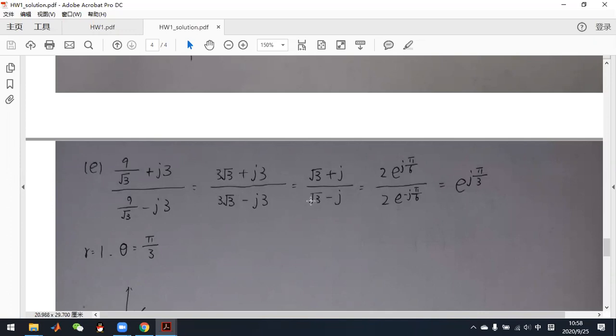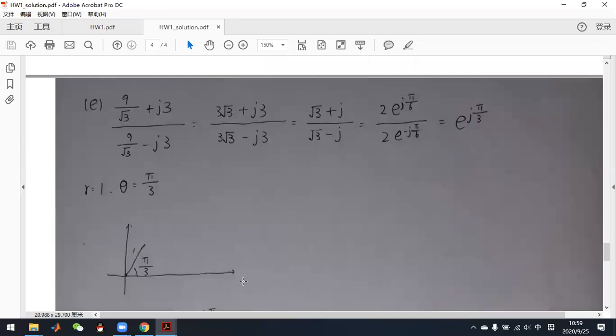And then the 3 is cancelled out, the numerator is square root of 3 plus j, and the denominator is square root of 3 minus j. And then we write the complex numbers in the polar form, and then we can cancel the common factor 2, and then the angle. Then we can see that the magnitude of this number is 1, and the angle is pi over 6 minus minus pi over 6, so it is pi over 3. So it is like this.